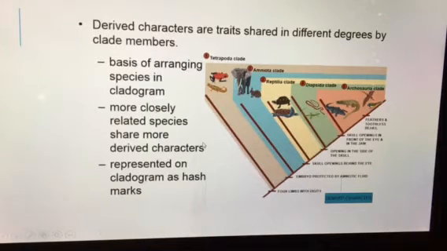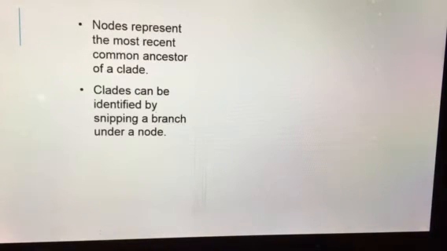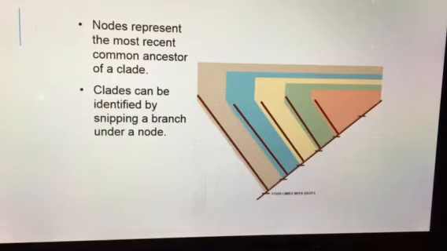And so this is a cladogram, the whole thing is represented. We have these derived characteristics represented by these hash marks here. The cladogram is actually showing all the species and their derived characteristics as well. Nodes represent the most recent common ancestors, and the clades can be identified by the separate branches under each of the nodes.